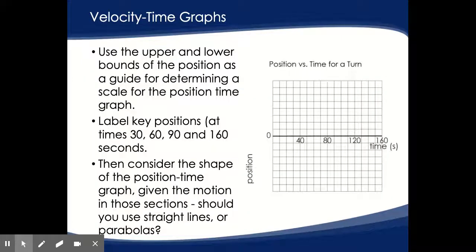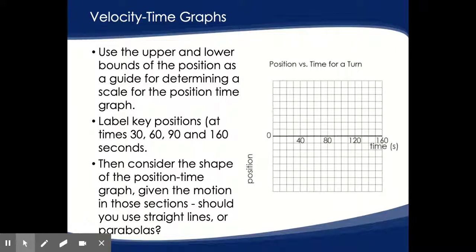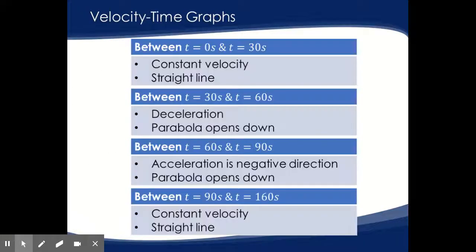Okay. So you can graph a position time graph for a turn, which is what we just looked at. The velocity time graph we've been looking at is for a turn, which means that you stopped and you turned around, right? You can use those values to help you determine your upper and lower bounds for the scale of your graph. You're going to label your key positions and time positions, and then you want to start thinking about the shape of things, okay?